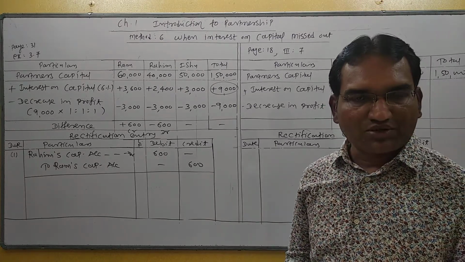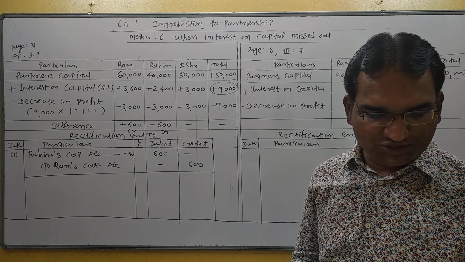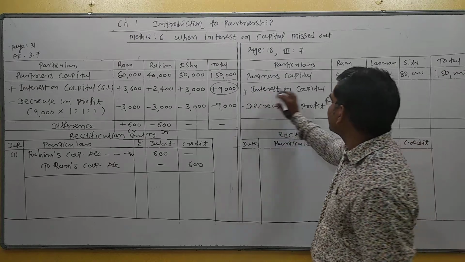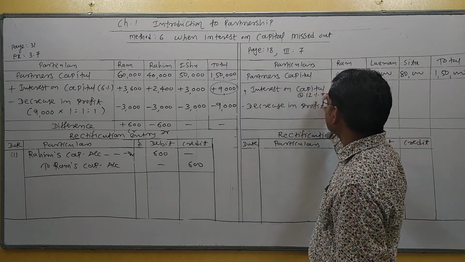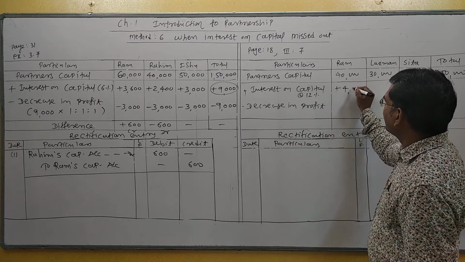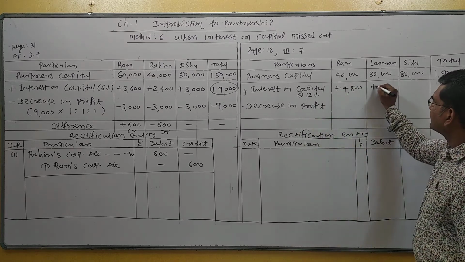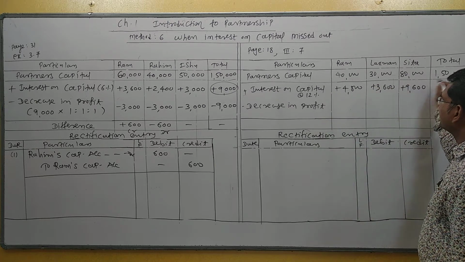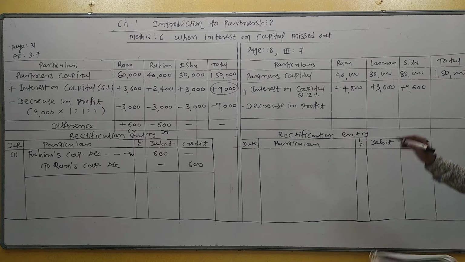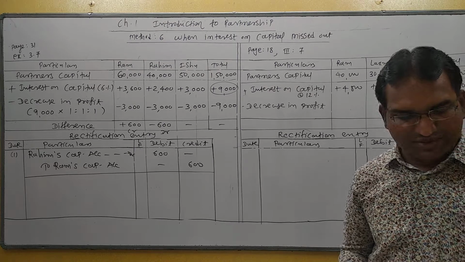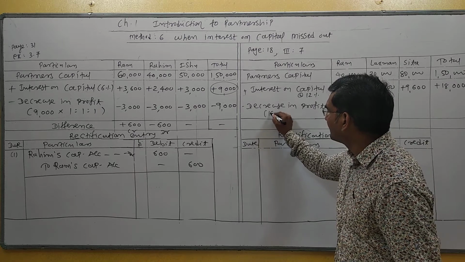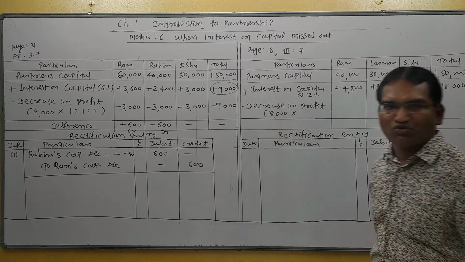After the distribution of profit, it was realized that charging of 12% interest on capital was missed out. So interest on capital has a plus sign at the rate of 12%. 40,000 at 12% is 4,800. 30,000 at 12% is 3,600, and 80,000 at 12% is 9,600. Total interest on capital is 18,000. Understand? So interest on capital has a plus sign. Now the profit decreases. So what is the total profit decrease? 18,000, divided in their profit sharing ratio.